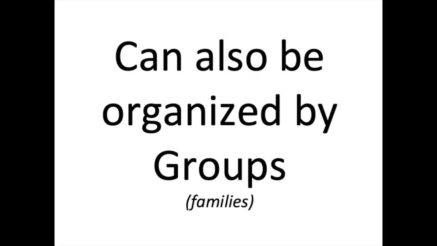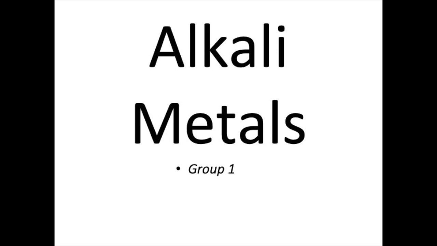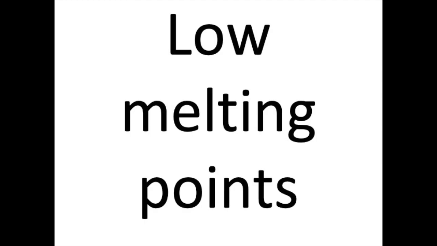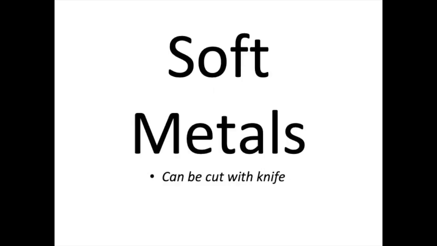Okay, so now we're going to look at classifying the elements based off of their groups, also known as families. The first group we're going to look at are the alkali metals, and they are group 1, so they are the furthest to the left. As you can guess, they are a metal, and all alkali metals, their electron configuration ends in s1. Alkali metals are also highly reactive, have low melting points, and are considered a soft metal, so that means that I could actually use a knife and cut through an alkali metal.